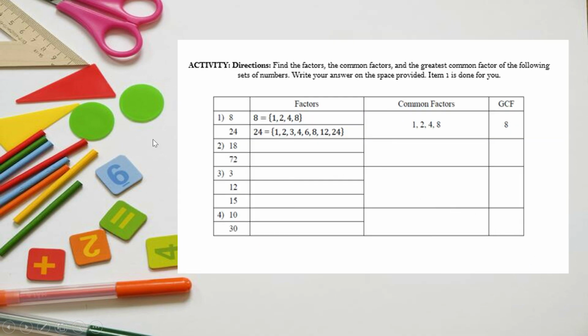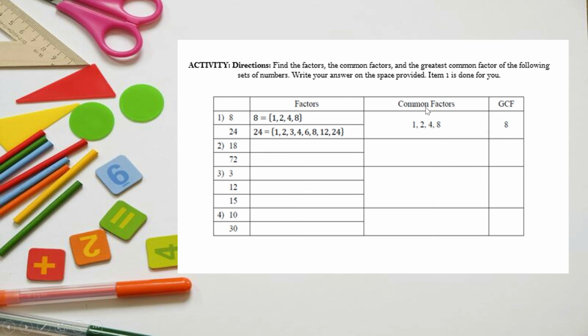Then, ito pa. May activity pang nasa likod. Find the factors, the common factors, and the greatest common factors of the following set of numbers. Write your answer on your space provided. So, ganito, parehas ng ginawa natin kanina, pwede kayong mag-multiply ng dalawang number to find the factors. Diba? So, ayan. Common factors kukunin nyo. So, ayan yung factors. Example, ito. Ayan. GCF.